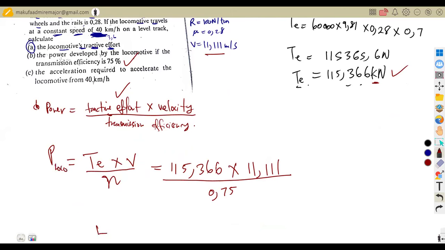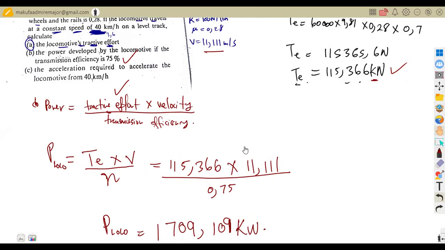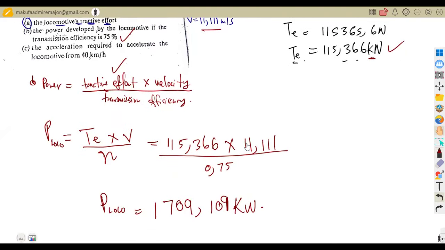Like I said, if you use this in kilowatt, it means the P for the locomotive is going to be in kilowatt. So this is 1,709.109 kilowatt. So you just need to understand how questions are given.